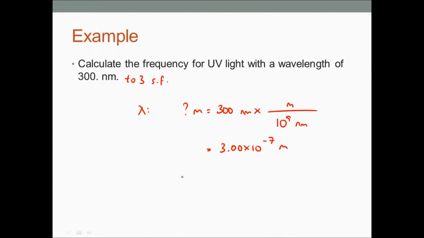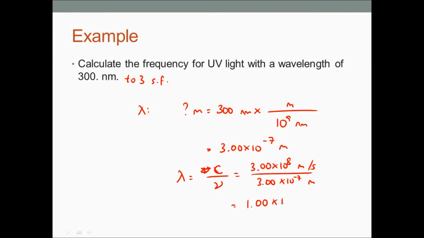Therefore, the frequency is the speed of the light divided by the wavelength. So it is 3.00 times 10 to the 8 meters per second divided by 3.00 times 10 to the minus 7 meters, because that's my wavelength, and I get a frequency of 1.00 times 10 to the 15 hertz.